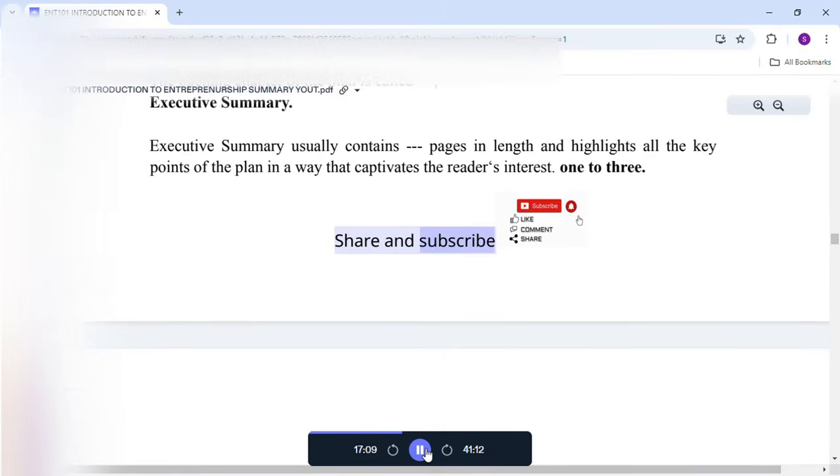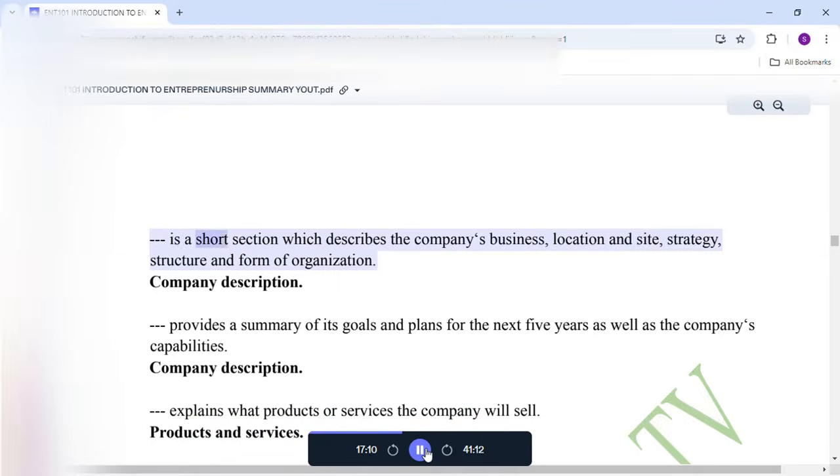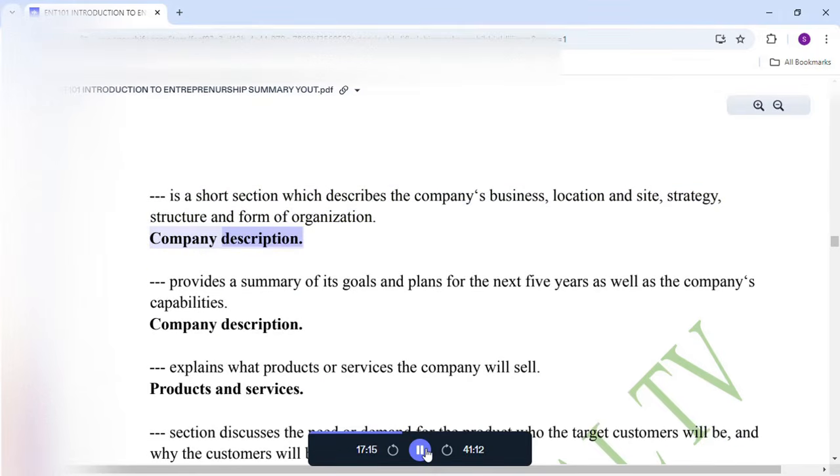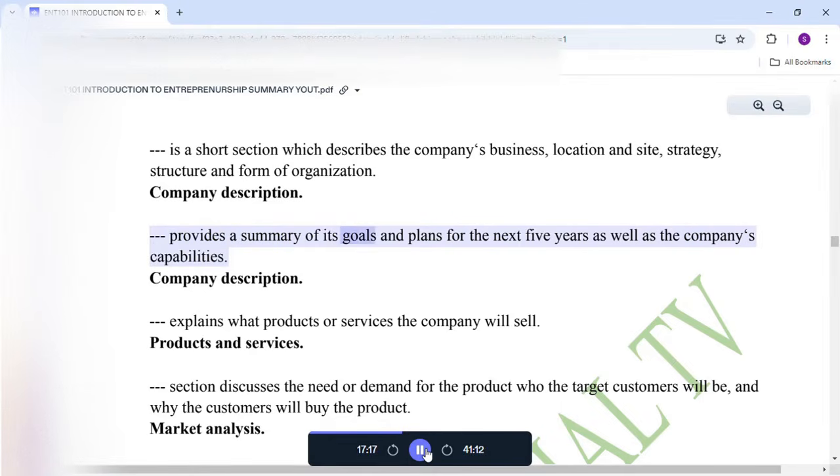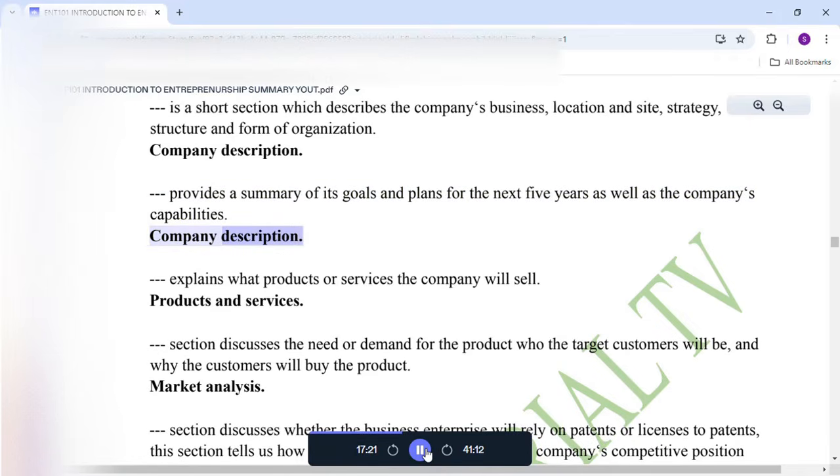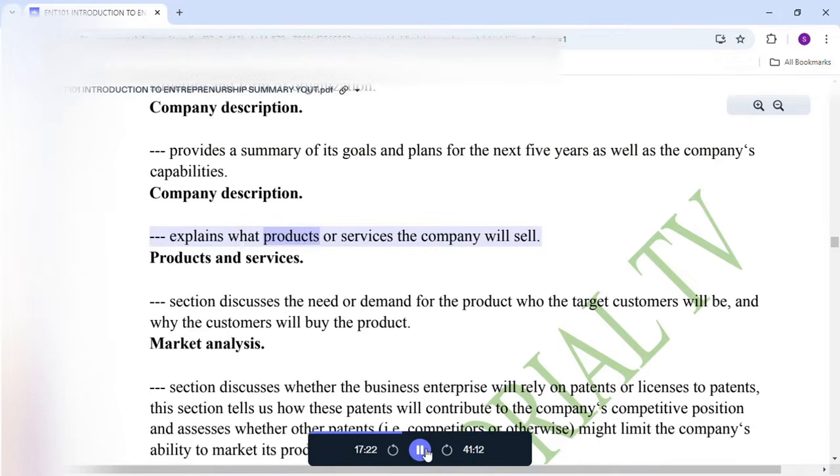Company description is a short section which describes the company's business, location and site, strategy, structure and form of organization. It provides a summary of its goals and plans for the next 5 years as well as the company's capabilities.